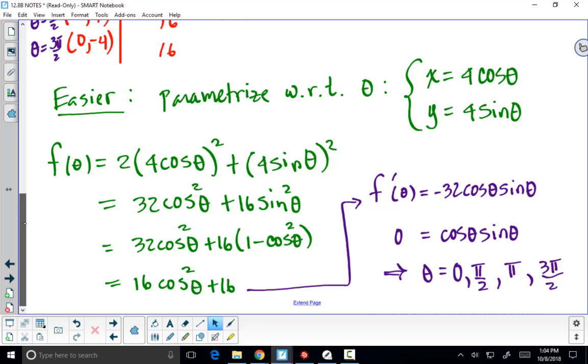So if we do the theta thing, it works out really well. So we go back to our original function, 2x squared plus y squared.